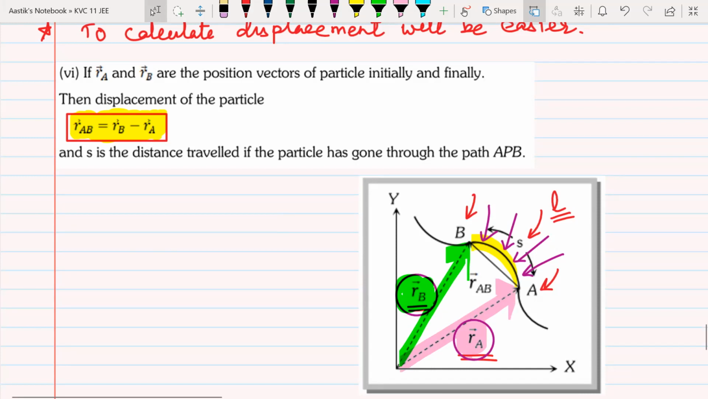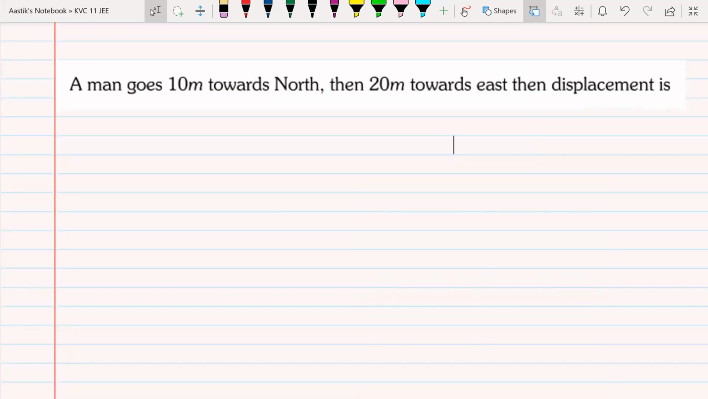Yes, sir. Then comes this question. In this question, they have only asked you the displacement, but I'll also ask you what is the distance traveled and what is the displacement. I will give you 1 minute to do this. And the question is pretty simple. A man goes 10 meters north, 20 meters east.